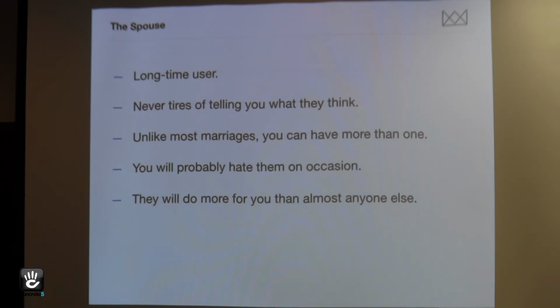The spouse. This is a long-time user, and you can actually have more than one of them in an open source project, that's pretty great. I'm calling this person the spouse because the relationship is long-term, and this is a person with whom you may not see eye to eye on everything. There's usually some heated debates, but when push comes to shove, this is a person who will do anything for you, and they are going to take on tough jobs, usually thankless jobs, and they do this for you, and they will do more for you than almost anyone else.